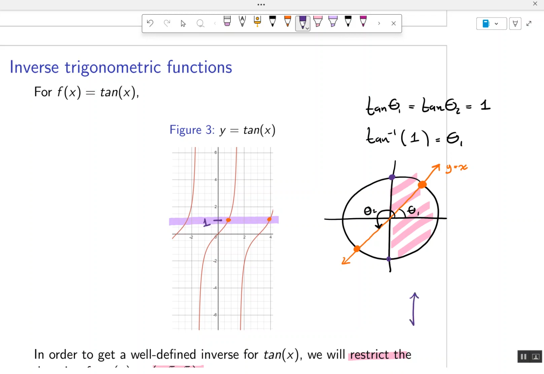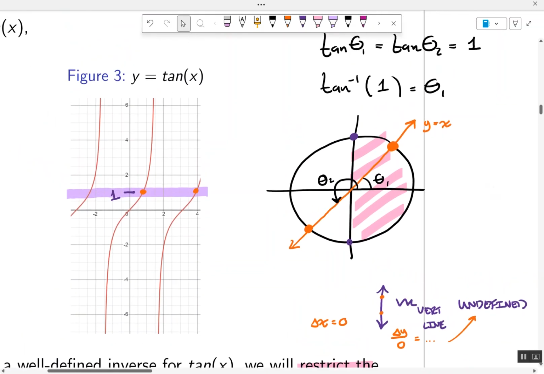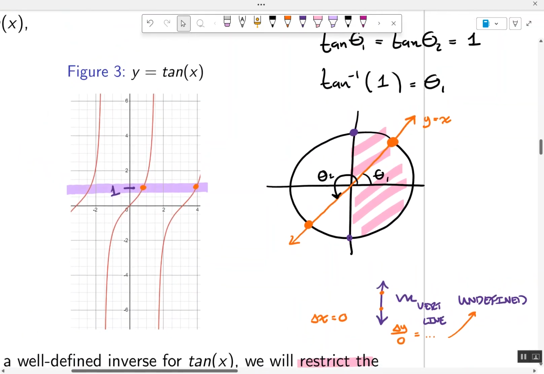When you have a vertical line, the slope of a vertical line is undefined. Because we want change in y divided by change in x. Okay, so let's look at this line. Let's change from the top point to the bottom. What is the change in x? The change in x is 0. So change in y divided by 0, undefined. Vertical lines have an undefined slope. Horizontal lines have a slope of 0.